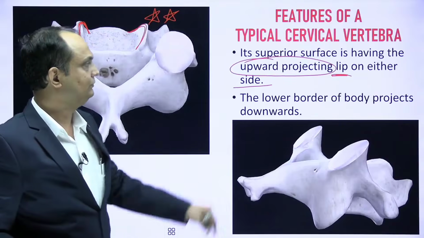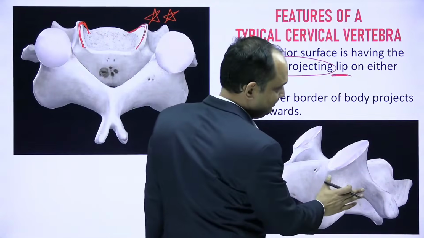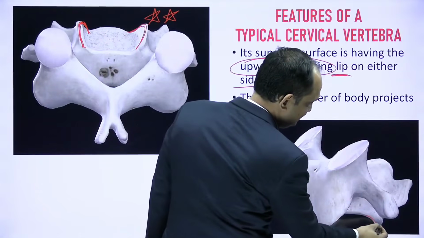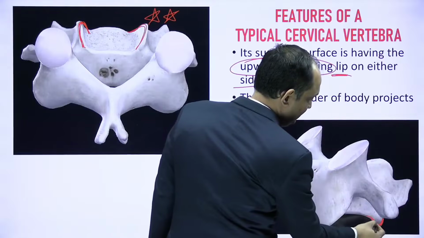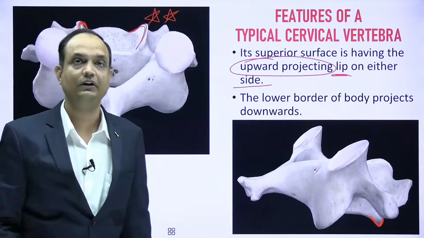The lower border of the body projects downward in the midline. Now when you see this image, this is the side view of your cervical vertebra, where you can see that this is a downward projection. Clear?